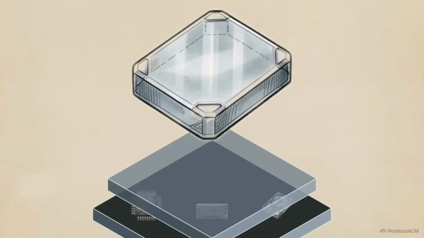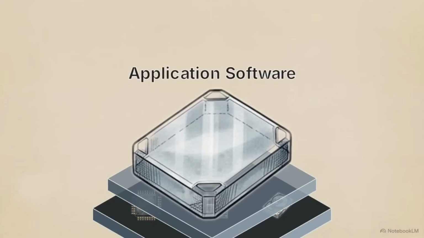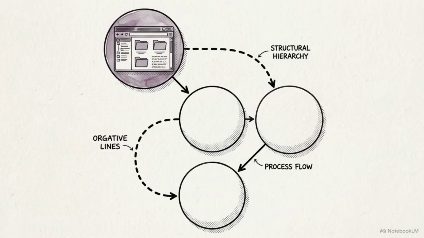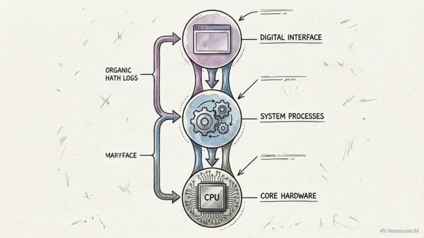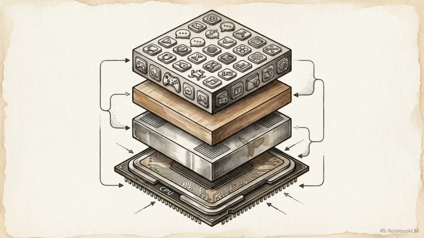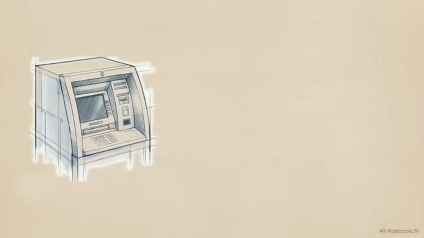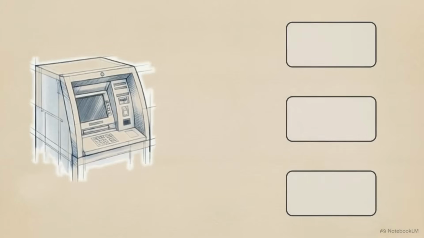On top of that management layer sits application software. These are the tools you use for specific tasks, like web browsers, photo editors, or word processors. This creates a chain of command. You give a command to an application, the application asks the operating system for help, and the operating system instructs the hardware to perform the work. By layering software this way, we can use the same physical hardware to perform thousands of different tasks within the input-process-output loop.